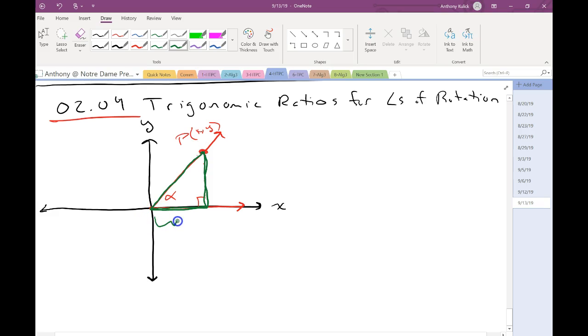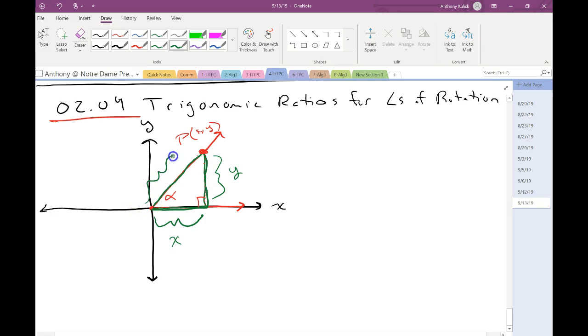If I look at this side of my right triangle, what should I call that length? X. Very good. Notice that P is the point x, y, so to get to P, I've gone x over. So that side must have length x. What is this side length going to be? It's going to be y. To get to the point P, I went x over and then y up. So the vertical side should be y.